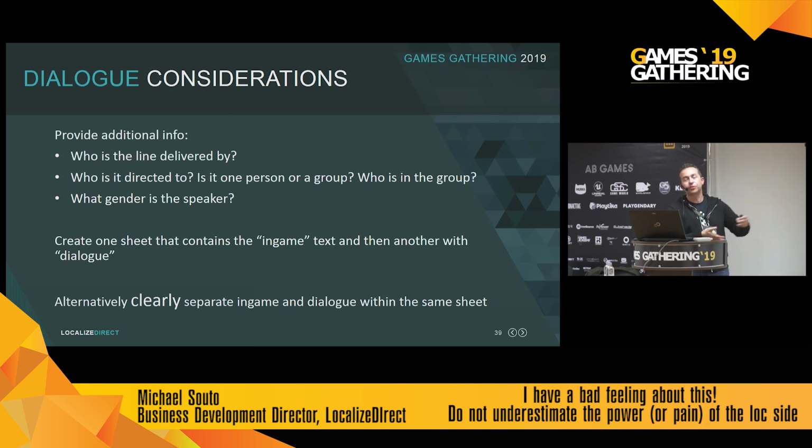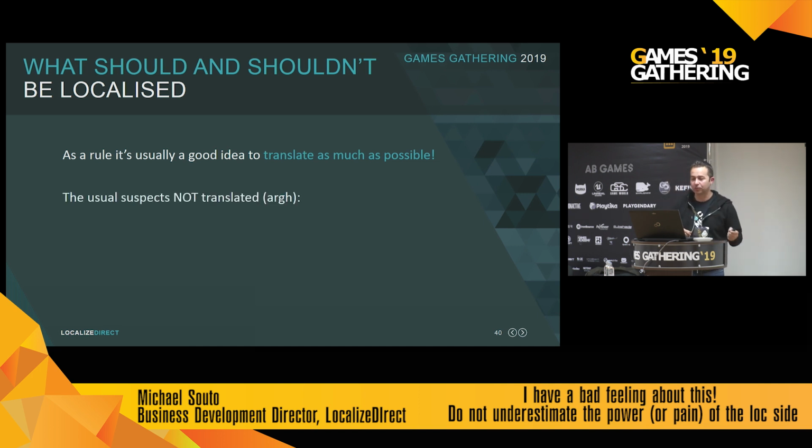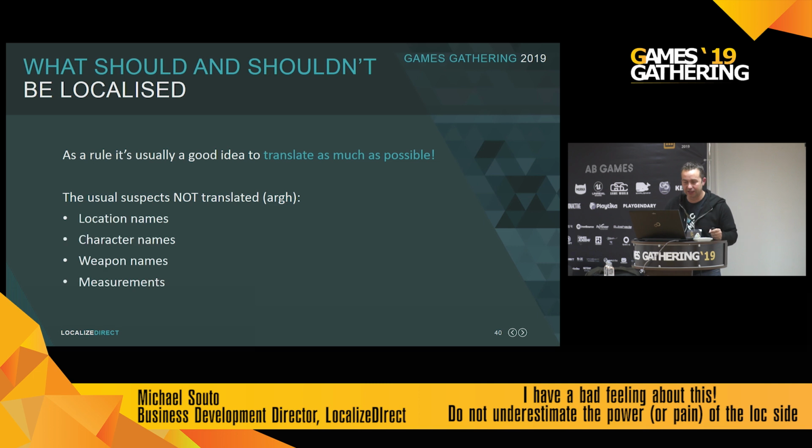Alternatively, if you put everything in one sheet, just make sure you have 2 separate sections. I mean, this is pretty simplistic, but we see regularly that it doesn't happen. Okay, so it's usually a good idea to translate as much as possible. So, the usual suspects that are not translated, this kills me every time: location names, character names. The developer will say, no, we want to keep those in English. It's like, dude, really? Because somebody in China will not understand what that means, and that's potentially going to break the game if it's based on an objective and they can't read it and understand it.